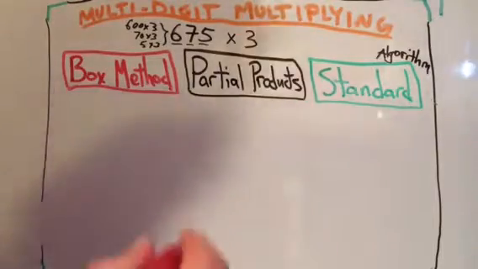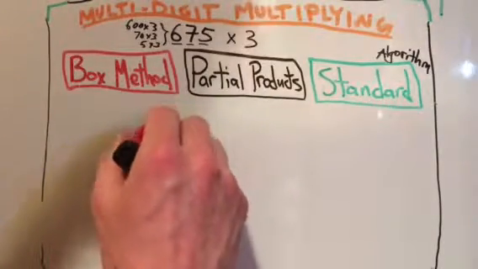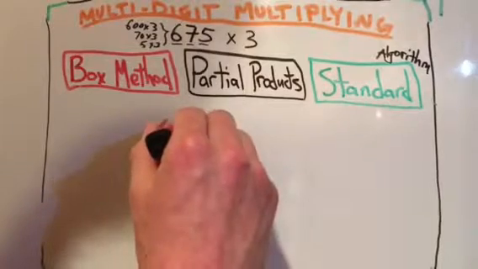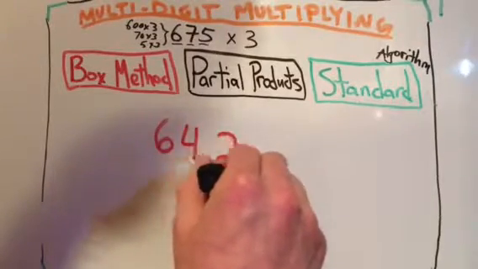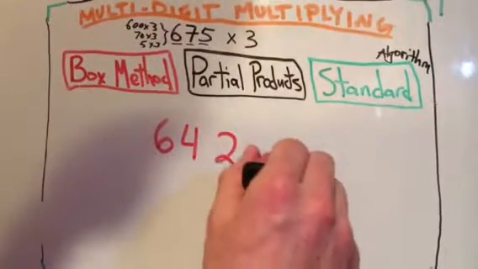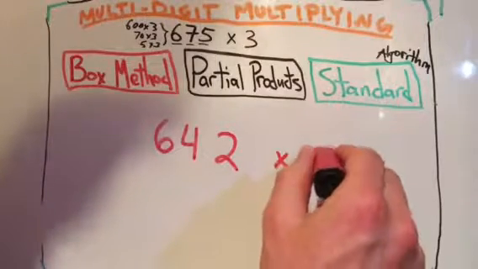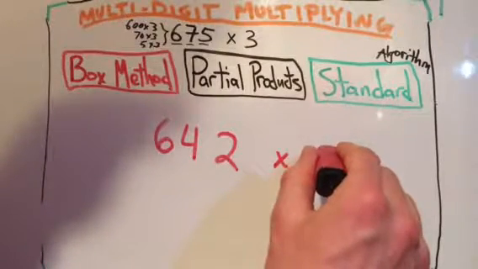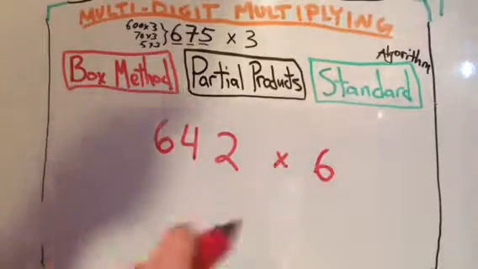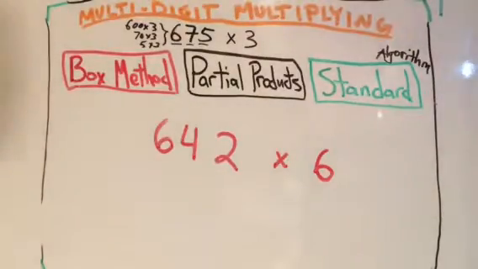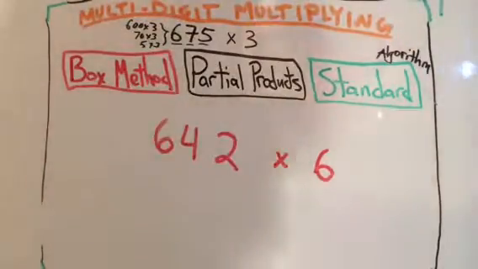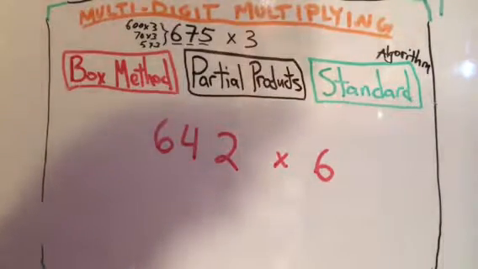And just for fun, why don't you do a practice problem? 642 times 6. You can organize it any way you like. You can pause it, and when you're done, I'm going to tell you the answer.